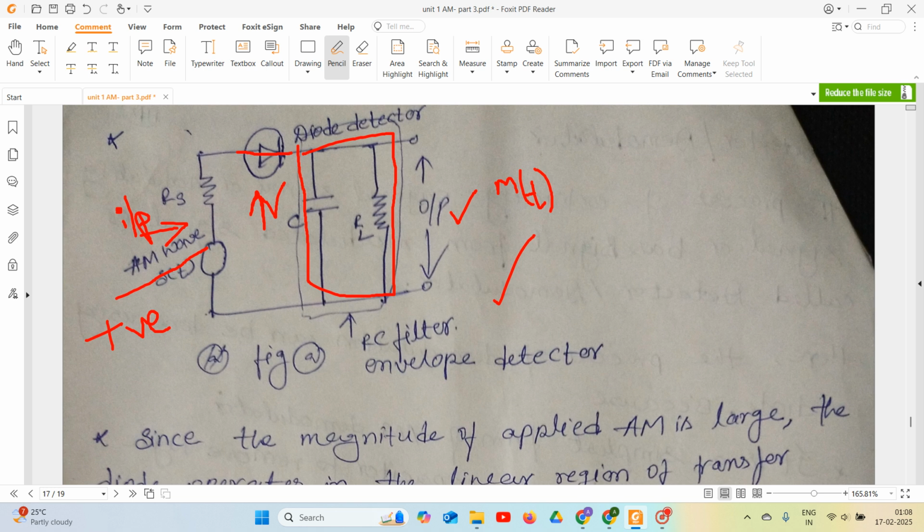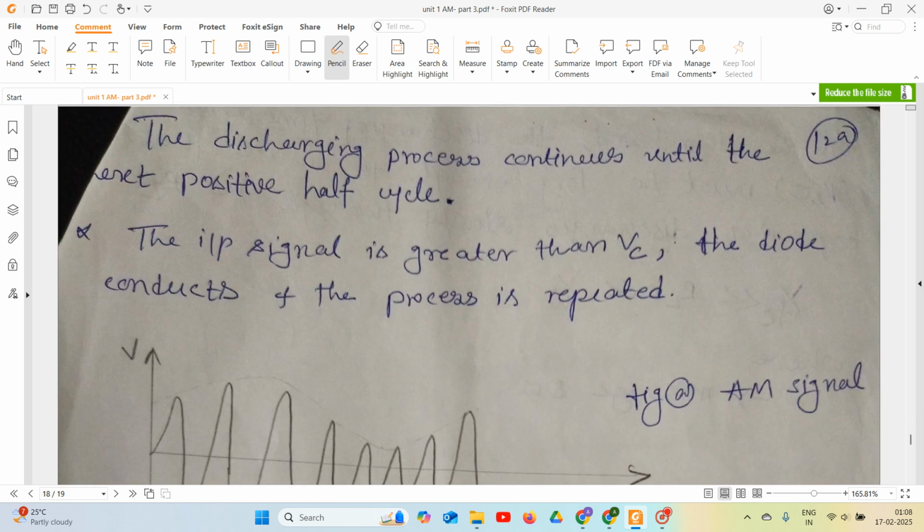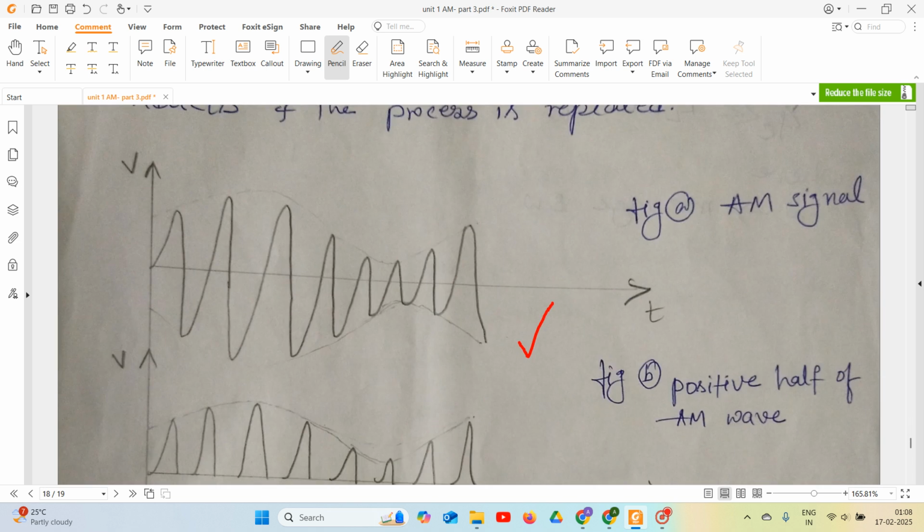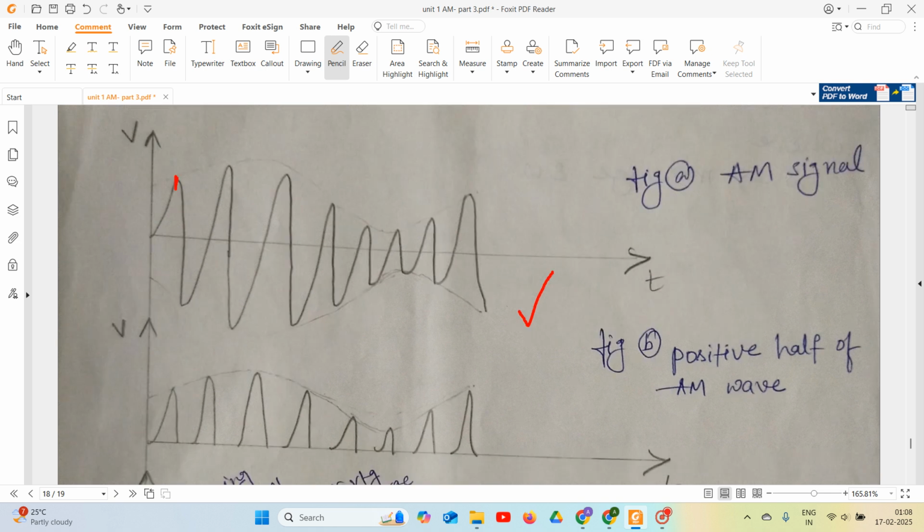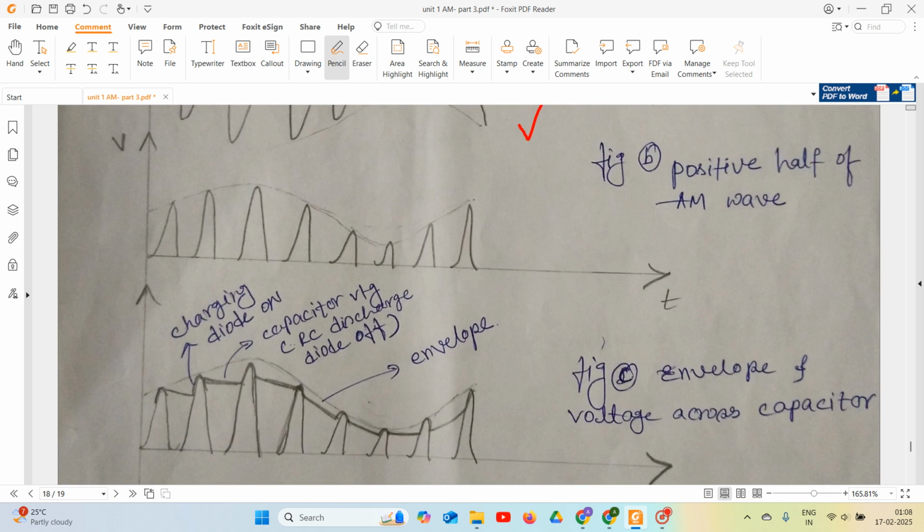The capacitor charges completely. Up to what? It charges up to the positive peak of the signal. So here you can understand: your capacitor charges up to the positive peak of your input signal, right? During the positive half cycle, your diode conducts.